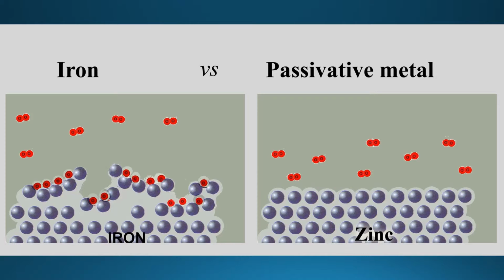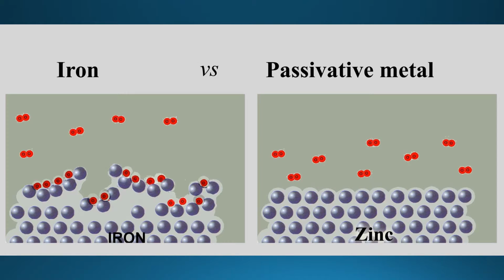When oxygen attacks iron, it will peel off the top layer to rust first, and then peel off the second layer, and then the third layer, the fourth layer, layer by layer by layer, until it rusts to the core. That's how iron rusts.